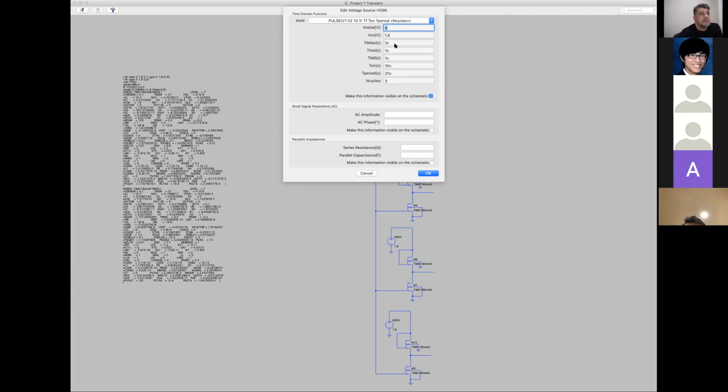And it always has these parameters: the initial value, in this case 0, and the high value for the pulse, which in this case is 1.8 volts. Then when the pulse train starts, so this starts a nanosecond after your simulation begins. There's a rise time of a nanosecond, fall time of a nanosecond. It's on for 10 nanoseconds, the period is 21 nanoseconds, and the cycle is 3 nanoseconds.